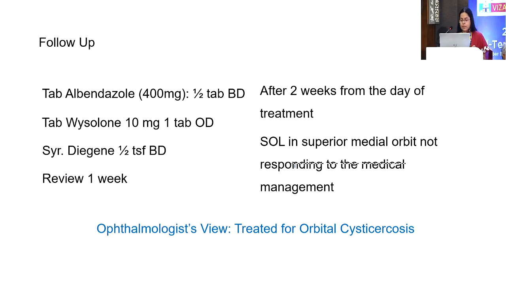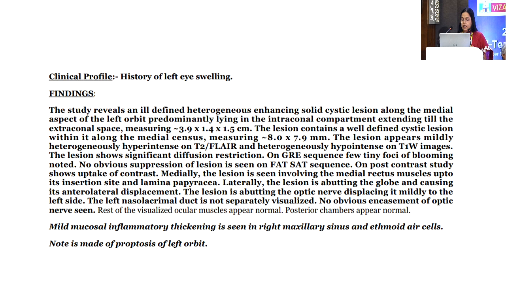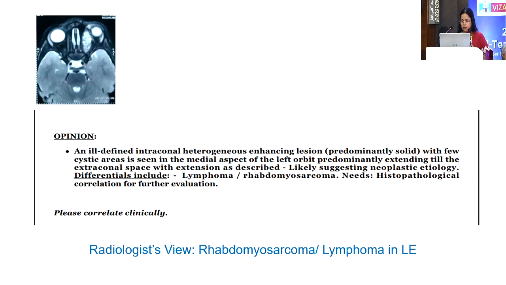So on a presumptive basis, we started tablet albendazole and steroid therapy, but also asked for an MRI scan from somewhere else. After 2 weeks, the patient returned with the MRI report, and the patient was not responding to the treatment. This time, on MRI, we saw that the same lesion was an ill-defined intraconal heterogeneous enhancing lesion, predominantly solid, with a few cystic areas in the medial aspect of the left orbit. The radiologist's suspected diagnosis was lymphoma or rhabdomyosarcoma.